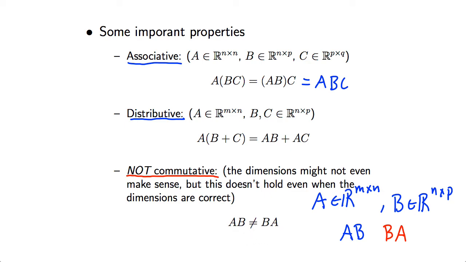But beyond that, even in the case where we could form all these products, say if A and B were both m by m, this property would still not necessarily hold. And in fact, in most cases, you'll see it will not hold. So unlike scalar multiplication, matrix multiplication is not commutative.